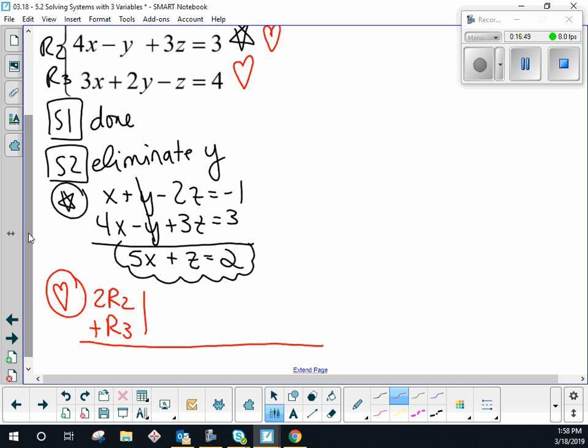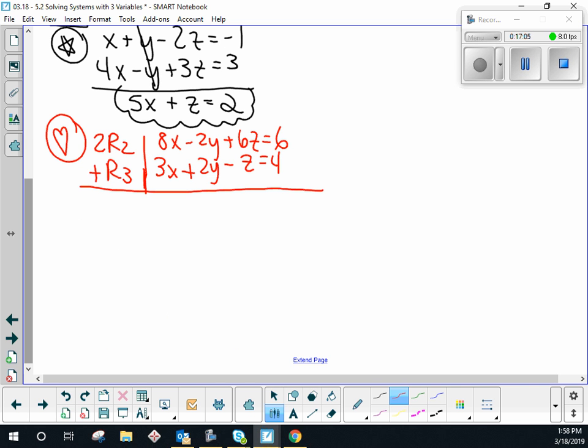So that gives me 8x minus 2y plus 6z equals 6. And then I'm adding it to 3x plus 2y minus z equals 4. So the y's are gone, which is what I wanted, and I'm left with 11x plus 5z equals 10. And that was just step 2. We chose 2 different combinations of 2 equations to eliminate the same variable.